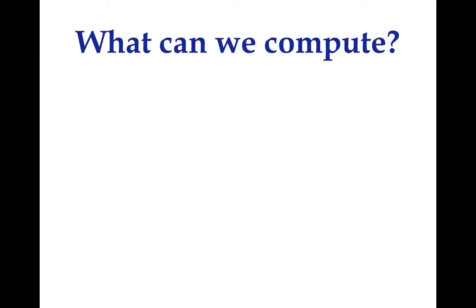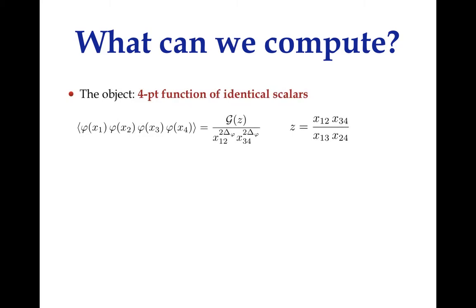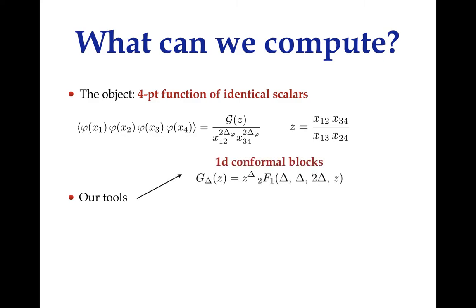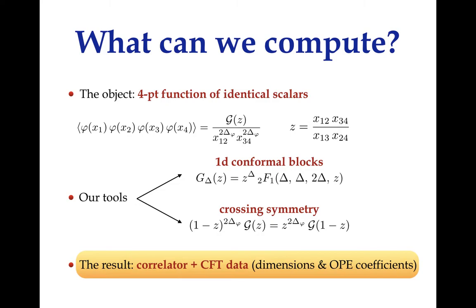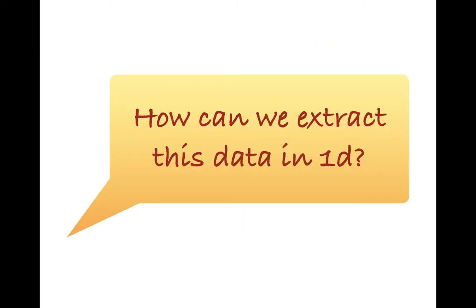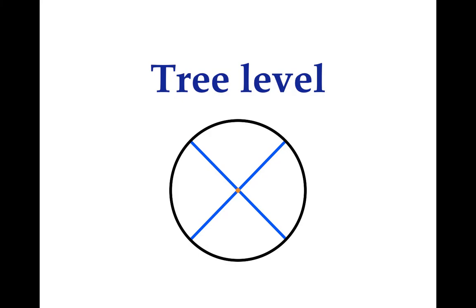What we're going to compute in this theory is 4-point functions of identical scalars, which can be expressed in terms of a function of a single variable, z, which is the 1D cross ratio. The tools that we're going to use are the 1D conformal blocks, which can be expressed in terms of a hypergeometric function, and crossing symmetry. And the results that we're going to find are correlation functions and CFT data, that is, scaling dimensions and OPE coefficients of the double trace operators. The question is then, how can we extract this data in one dimension? And to answer this, let's start from the first perturbative order, that is, tree-level.